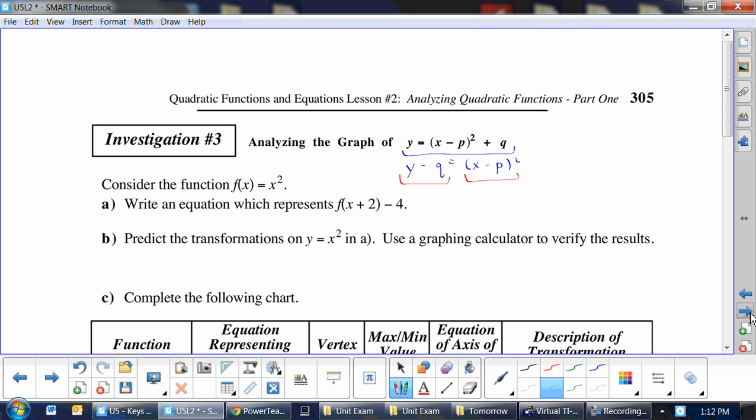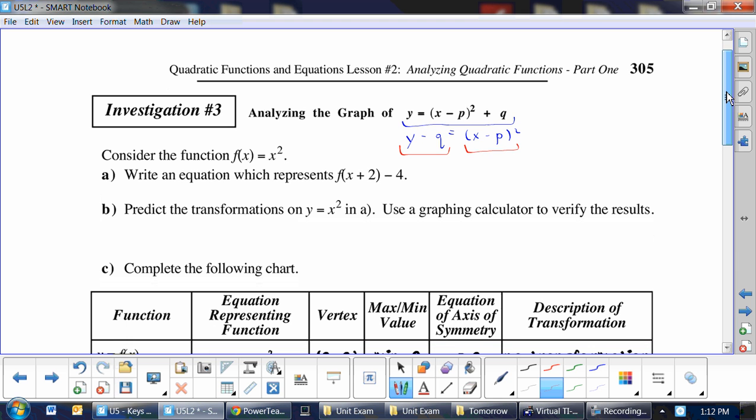Yes, Aaron. Is there a question? Okay, perfect. So if we have f(x plus 2) minus 4, if I wanted to write that as an equation, how would I write that? Knowing that this is our f of x. You got it. Is this written in our form with the minus sign? No. So we want it.